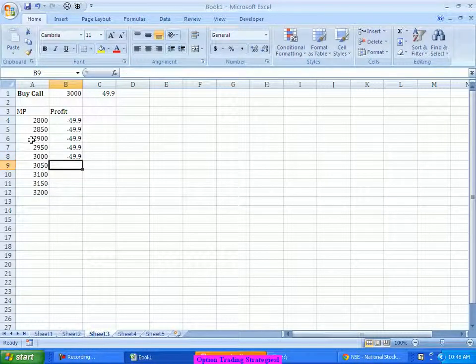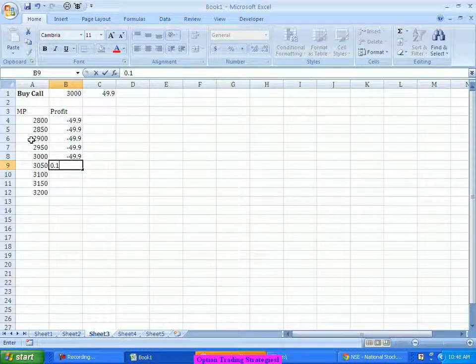Here, tell me what could be the difference. 50 rupees is the profit. If the market price goes to 3,050, I will not buy it from the market, I will buy it from the contract. From the contract, there is an assurance that I can buy at 3,000, which means I am getting a 50 rupees profit there. 50 rupees profit, and 49.9 I am already losing. So there is a 0.1 profit altogether.